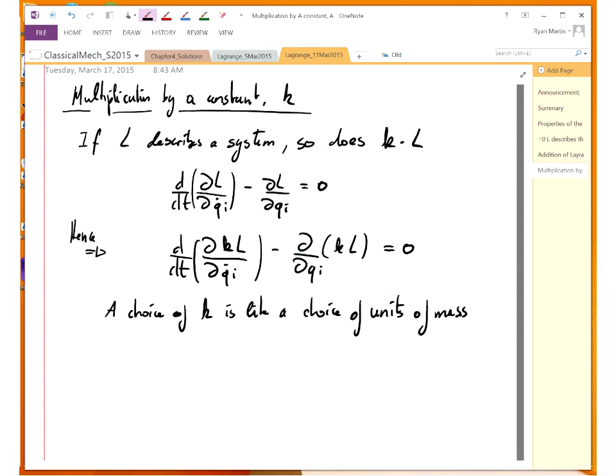And it's a fact, a very, very interesting and deep result, that the choice of k that gives us mass in this description here is also the same choice that gives us the constant that controls how strong the force of gravity is.